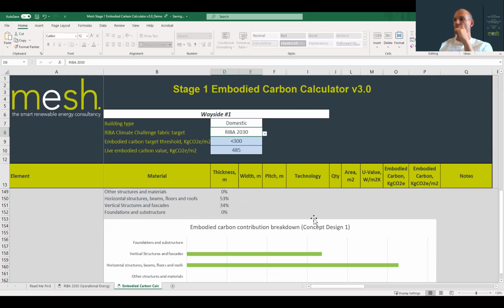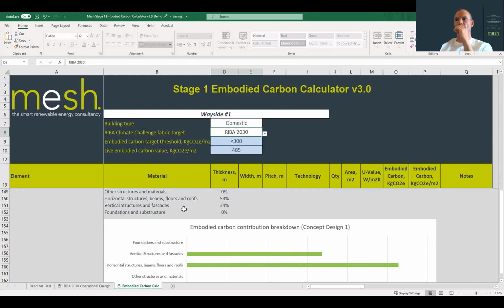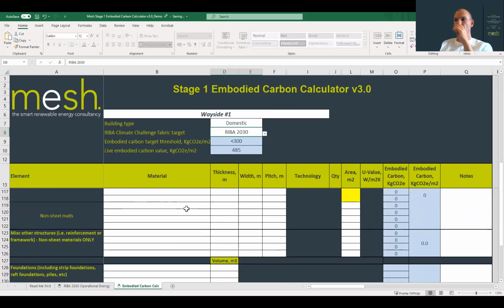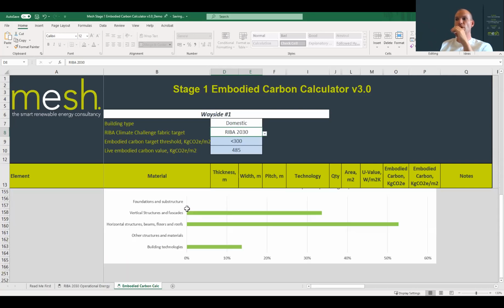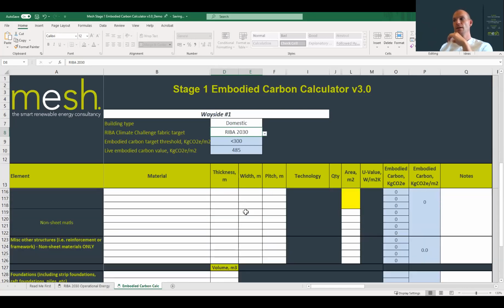And at the very bottom, we've got a breakout of how the different parts of the building contribute to the overall development. In this particular case, the technologies aren't quite as high as 25%, they're around the 15% mark, but it's still a meaningful contribution.